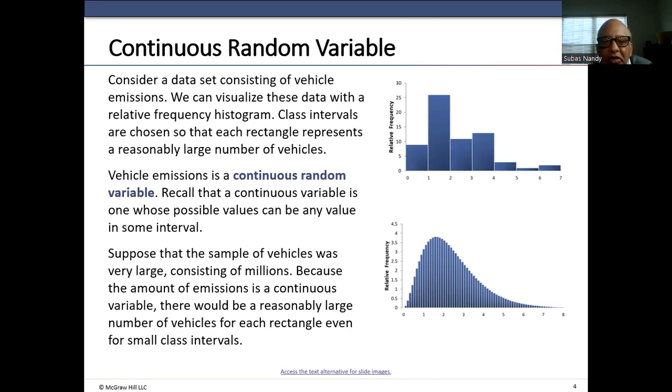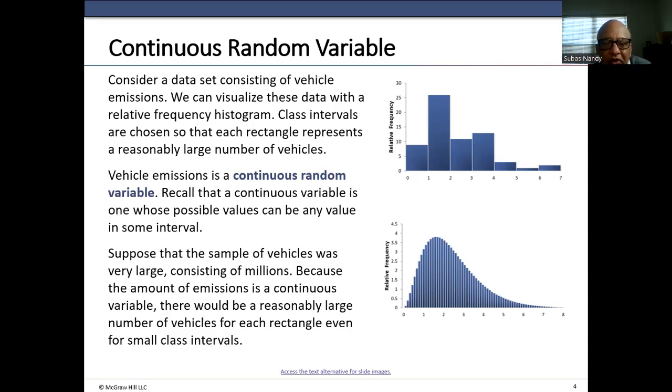Vehicle emission is a continuous random variable. What is a continuous random variable? It can contain decimal values. For example, in the first group, the size of the particle can fall anywhere between 0 and 1. Recall that a continuous variable is one whose values can be any value in some interval. That means decimal values are possible. For example, in the first group, a particle can be sized 0.875. Another particle can be sized 0.925, for example.